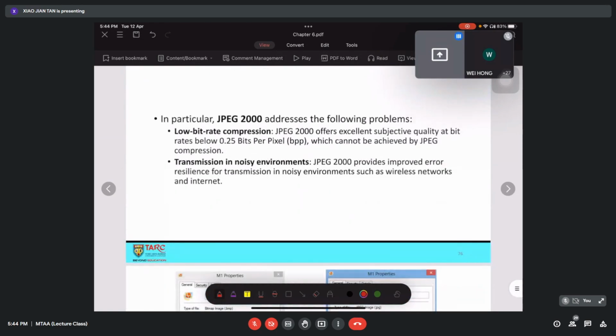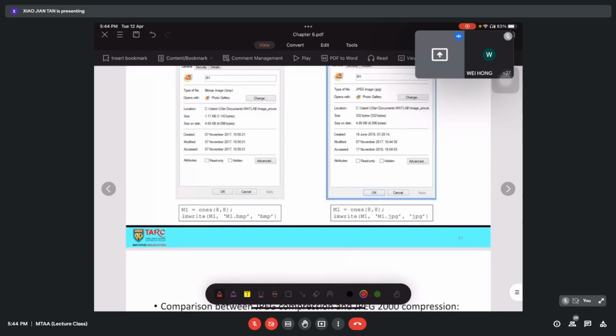So in particular, JPEG 2000 addressed the following issues, which are low bit rate compression and transmission in noisy environments. JPEG 2000 can offer excellent subjective quality at bit rates below 0.25, which cannot be achieved by JPEG. Okay, and JPEG 2000 provides improved error resilience for transmission in noisy environments such as wireless networks and the internet.